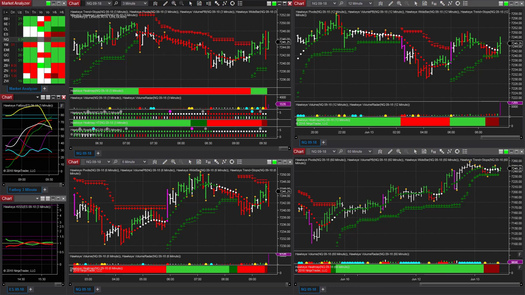So I'm showing a futures market right here. This is the NASDAQ NQ on the 0918, which is the September contract. It just rolled over last week, so the front month contract is now September, and we are trading on that. What I have displayed on my screen here is a 3-minute chart. This chart right down here is a 6-minute chart. This chart right over here is a 12-minute chart. And bottom right hand corner is a 60-minute chart.